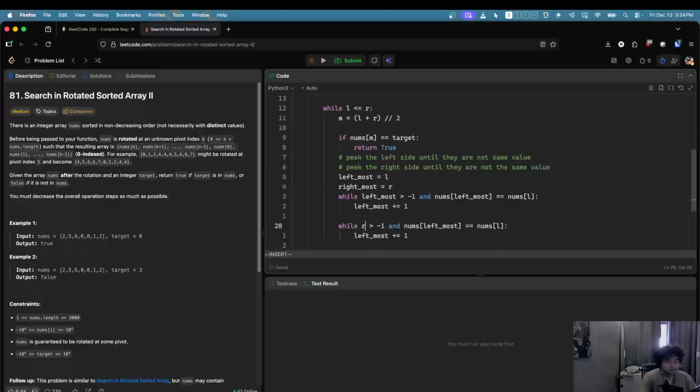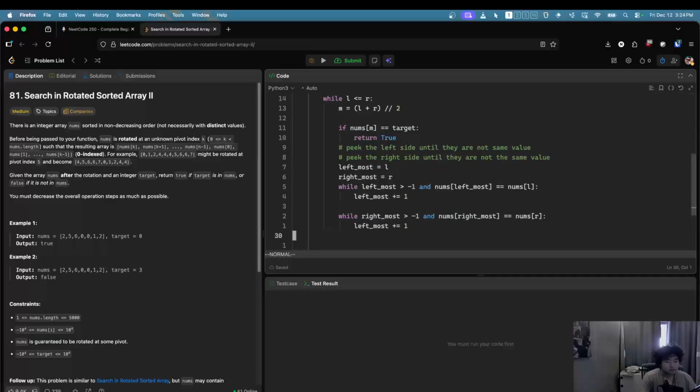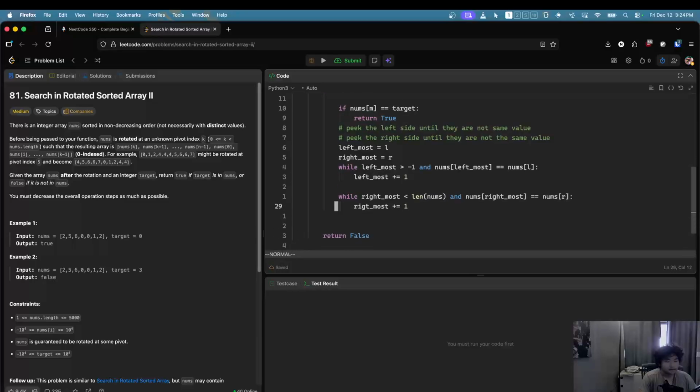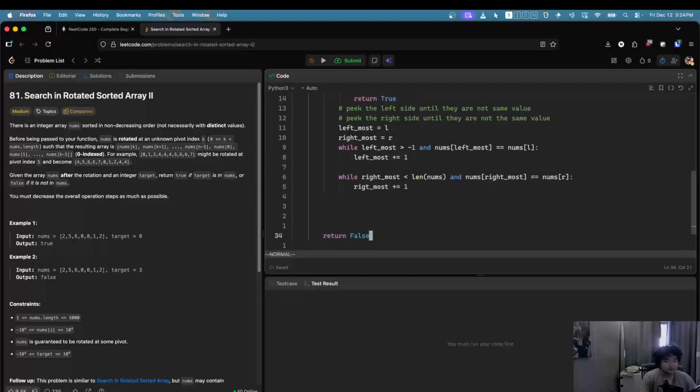So rightmost with the right, and then we'll do rightmost. Also, I need to make sure that this is the right boundary length of nums, so we don't go way too far out, right? So these are the important pointers here, because we peek the left side until they're not the same value. Because yeah, that just makes most sense to me.